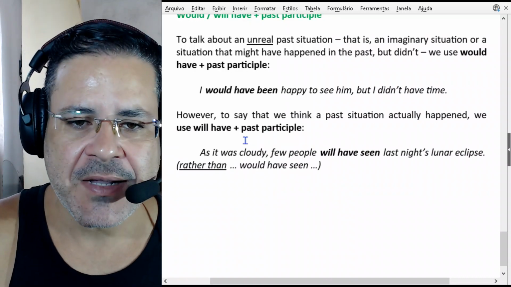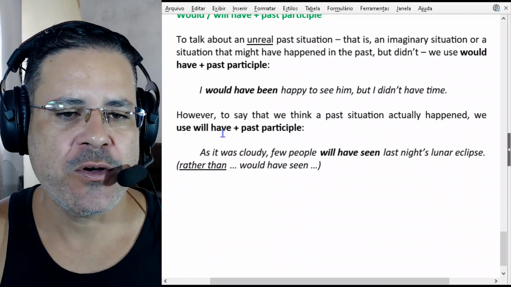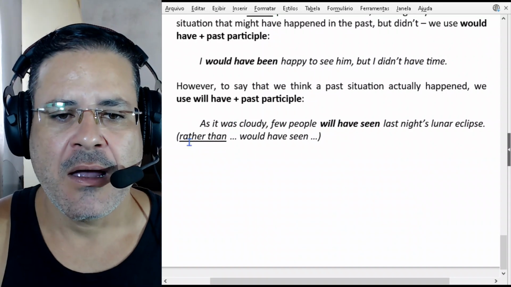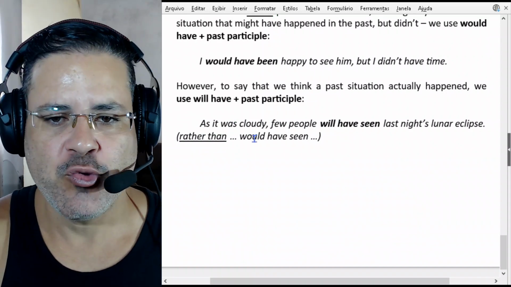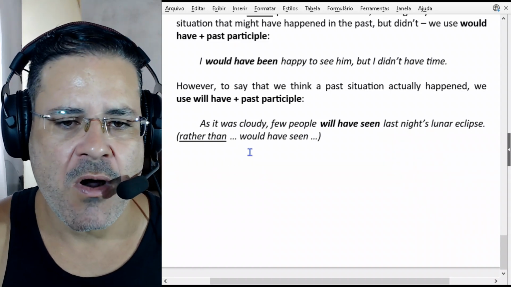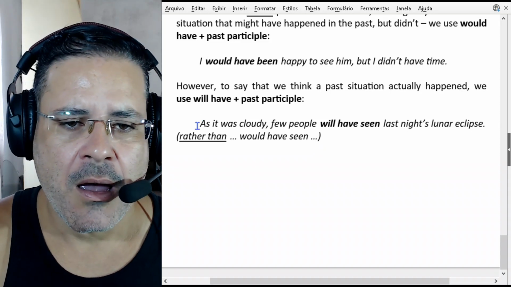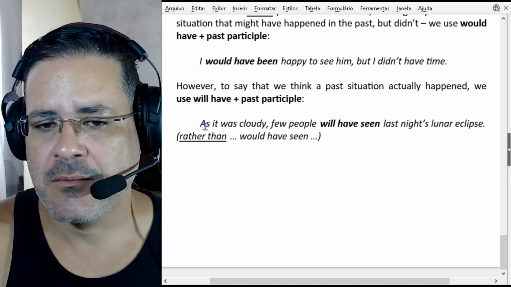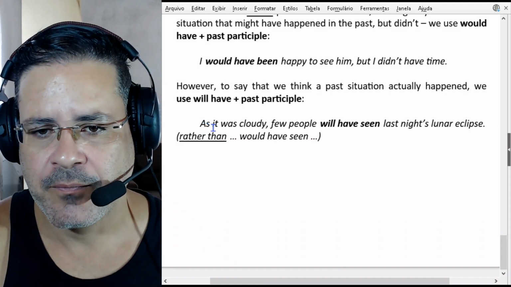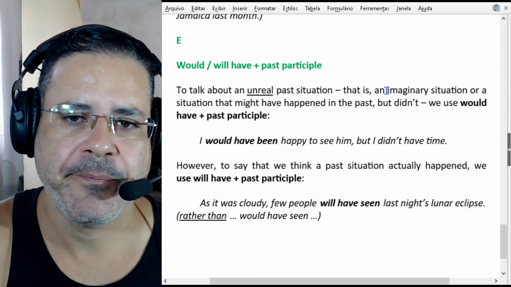However, to say that we think a past situation actually happened, we use will have plus past participle. For example, as it was cloudy, few people will have seen last night's lunar eclipse, rather than would have seen. Again, as it was cloudy, few people will have seen last night's lunar eclipse. That's an affirmative sentence about the past.